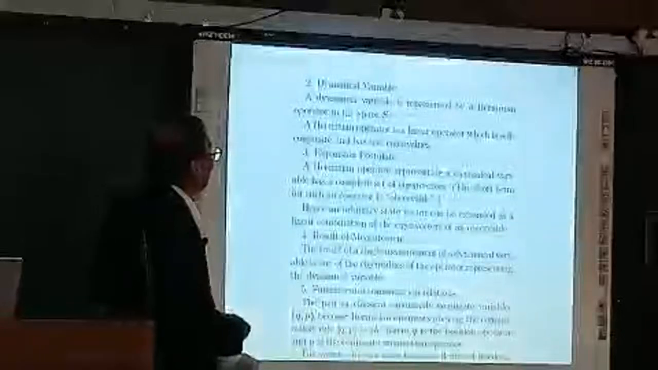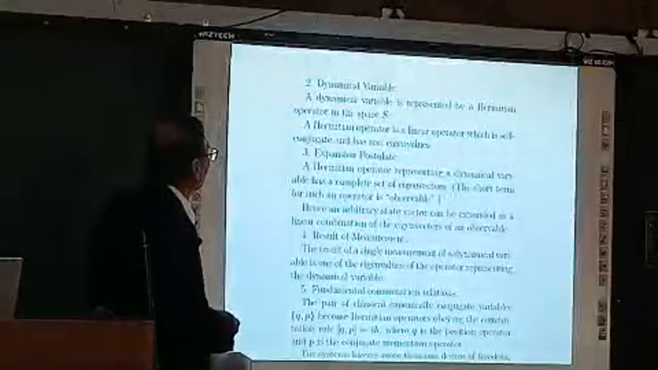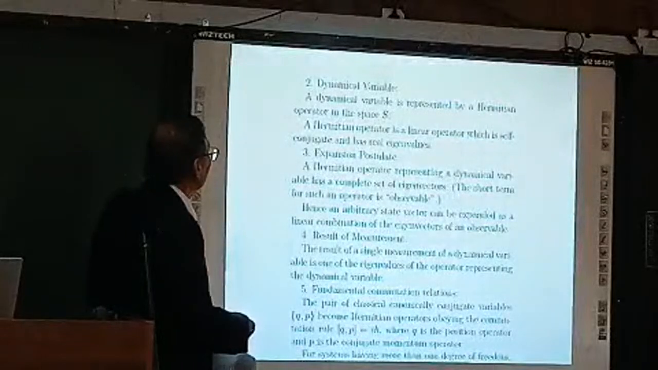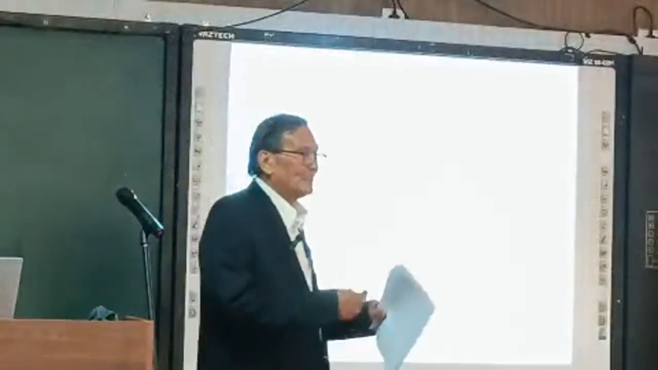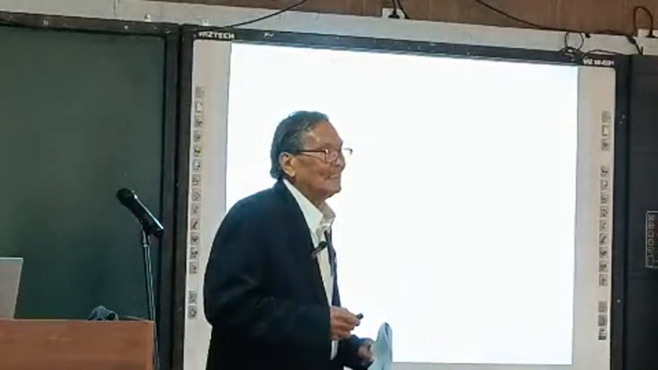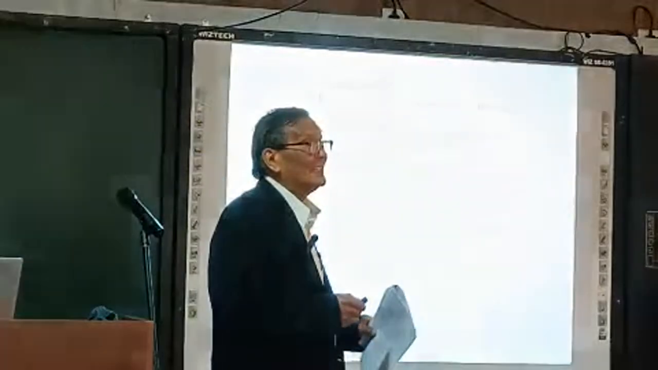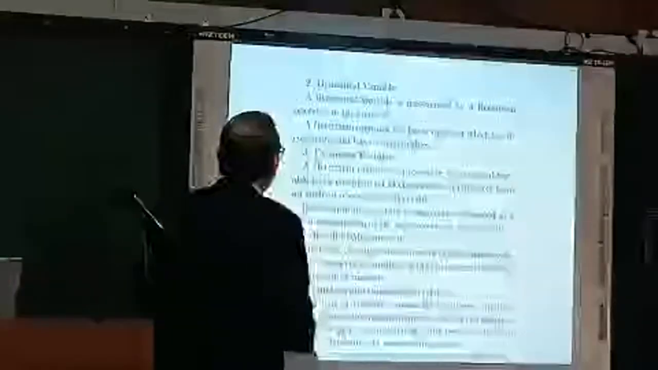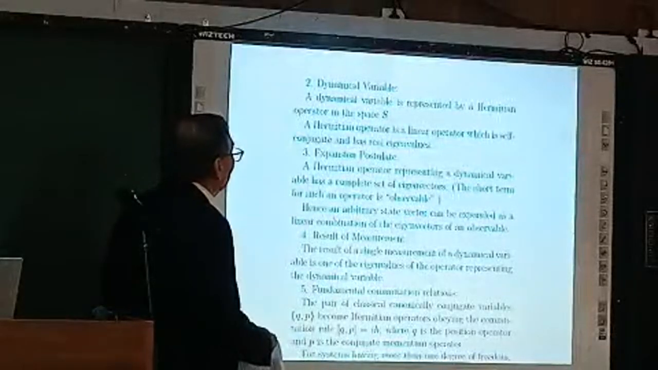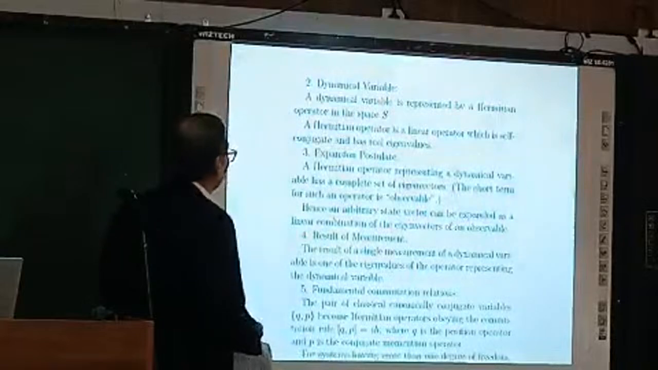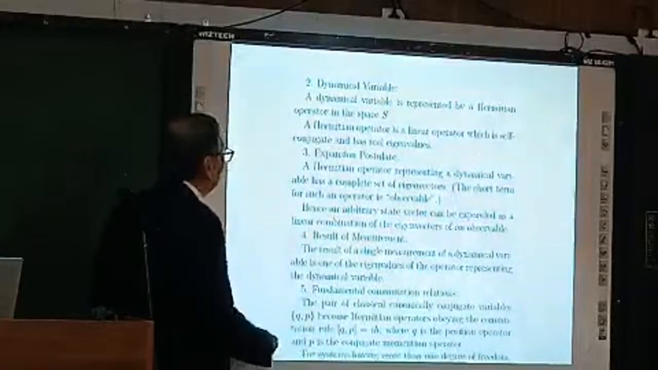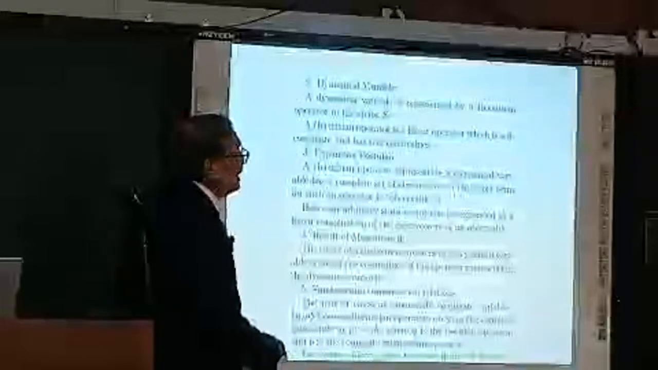Then the expansion postulate. A Hermitian operator representing a dynamical variable has a complete set of eigenvectors. Such a Hermitian operator having a complete set of eigenvectors is given another name, observable. Hence, an arbitrary state vector can be expanded as a linear combination of these eigenvectors. This is what is generally called the expansion postulate.